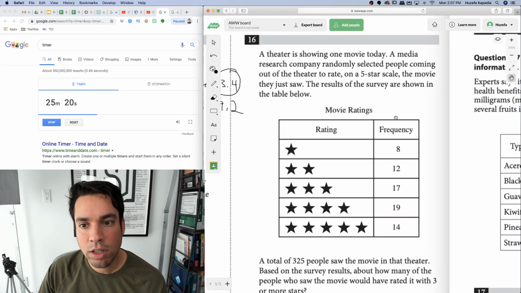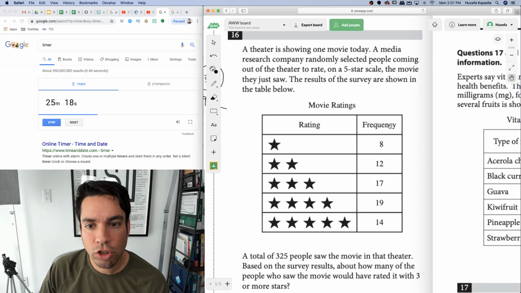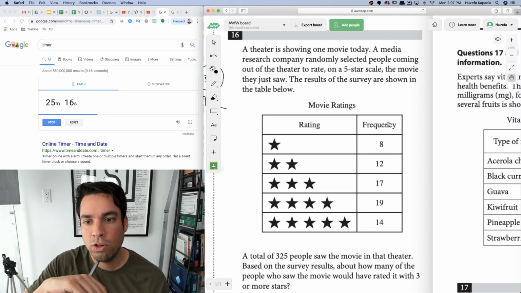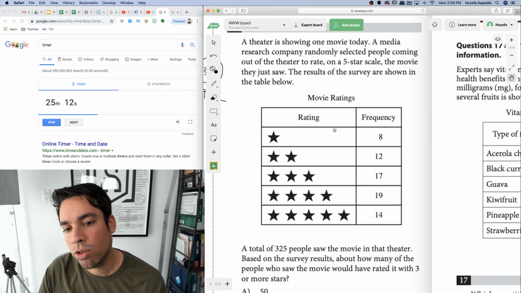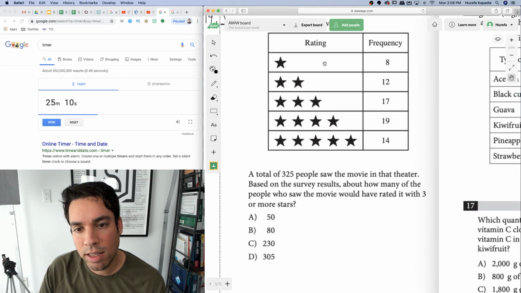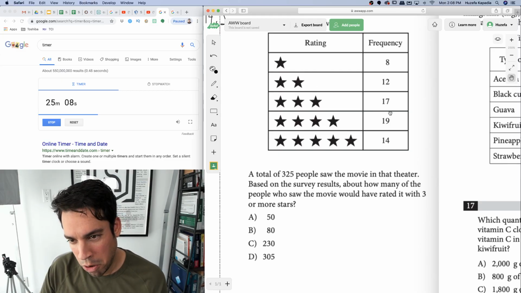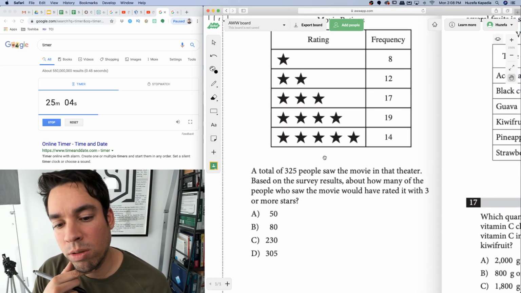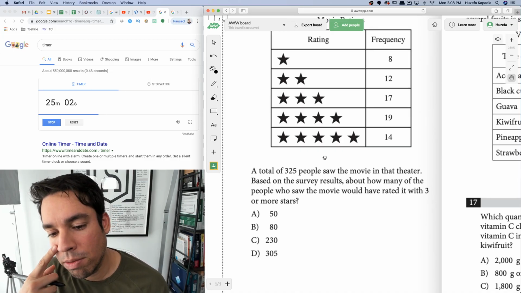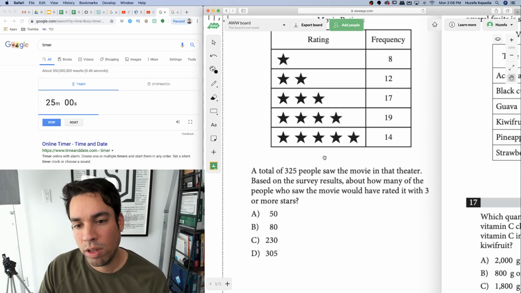Here we go. Theater is showing one movie today. Media research company randomly selected people coming out of a theater to rate on a 5-star scale the movie they just saw. The results of the survey are shown in the table below. So we got this data analysis. So we got 8 people said 1 star, 12, 2, so on and so forth. A total of 325 people saw the movie in the theater. Based on the results, how many of the people who saw the movie would have rated it with 3 or more?